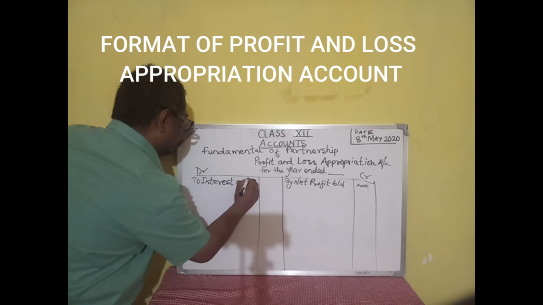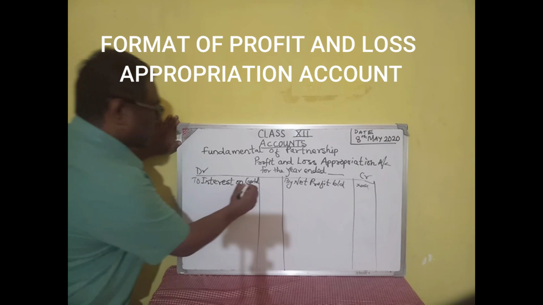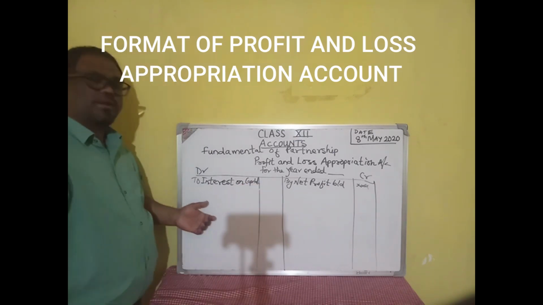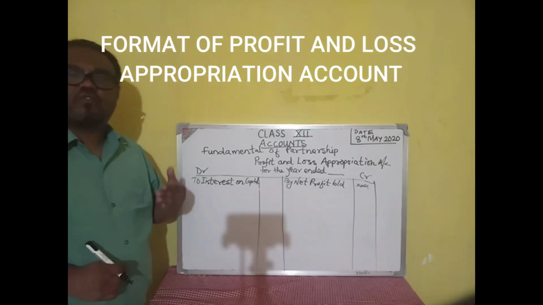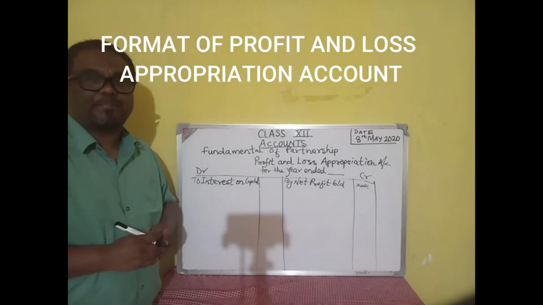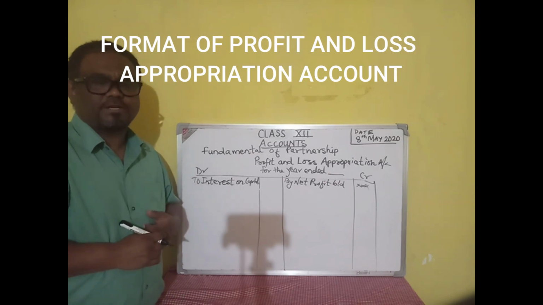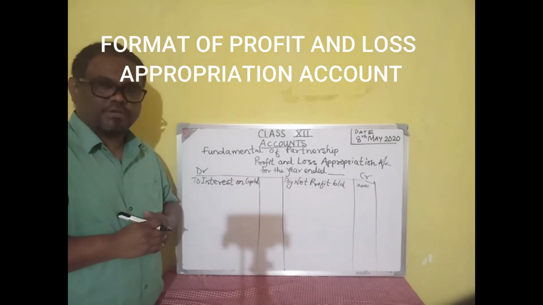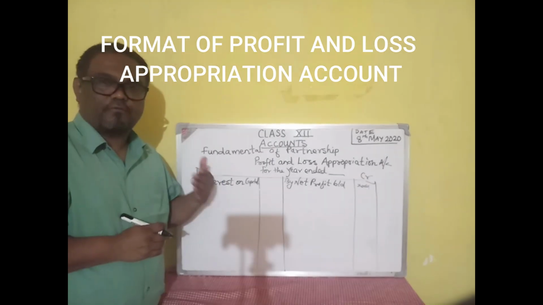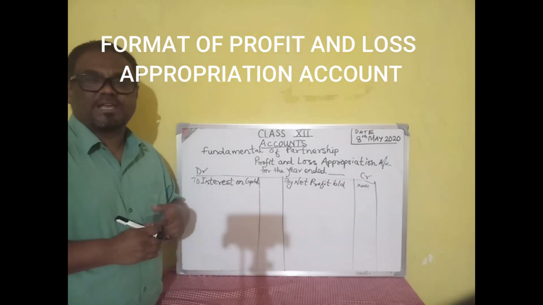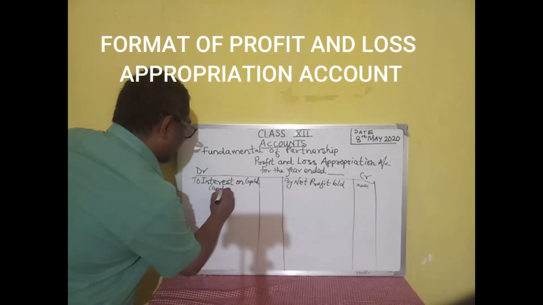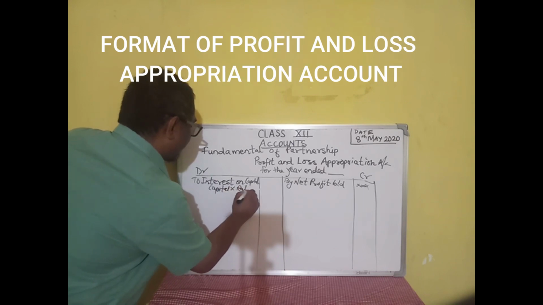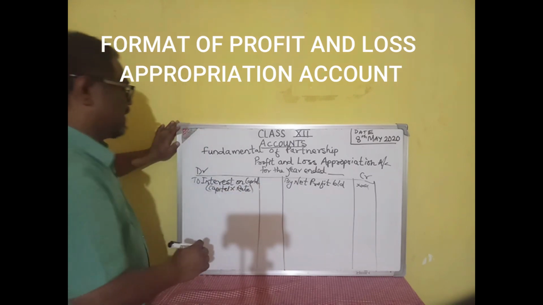Interest on capital. So the firm has to pay interest on capital to the partner as per the agreement. The rate of interest will be given in the question. So the formula for calculating the interest on capital is capital multiplied by rate of interest.